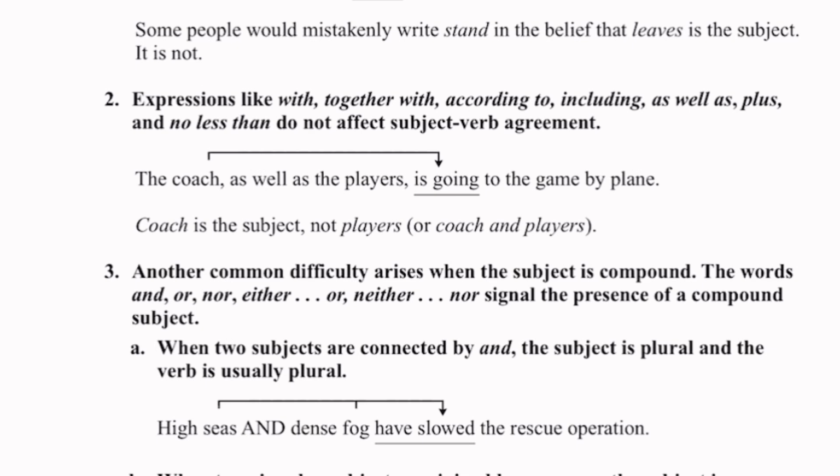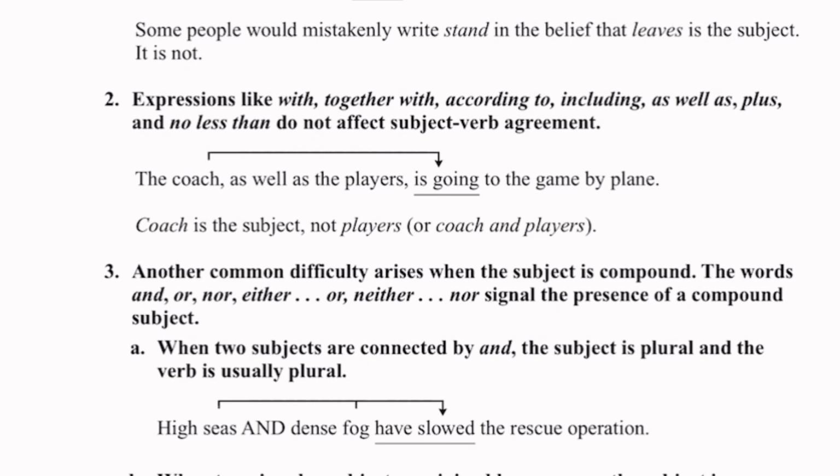Expressions like with, together with, according to, including, as well as, plus, and no less than do not affect subject-verb agreement. For instance, the coach as well as the players is going to the game by plane. The reason it is going is because we are not interested in the as well as the players. We call it subordinating conjunctions. In this case, the coach is the main subject, not the players.